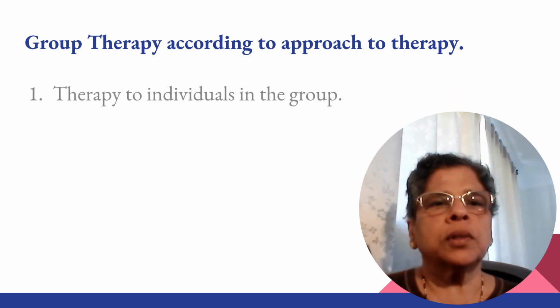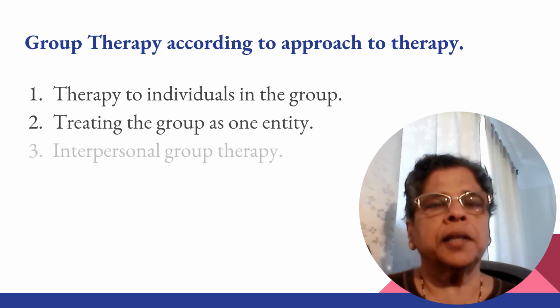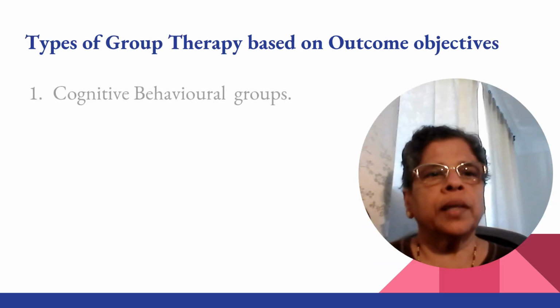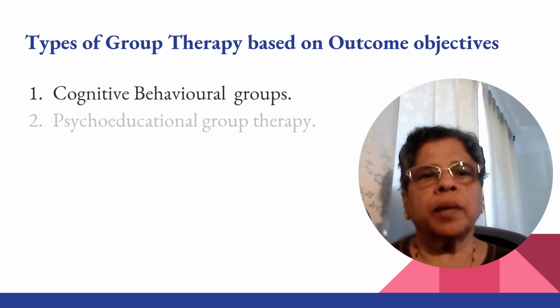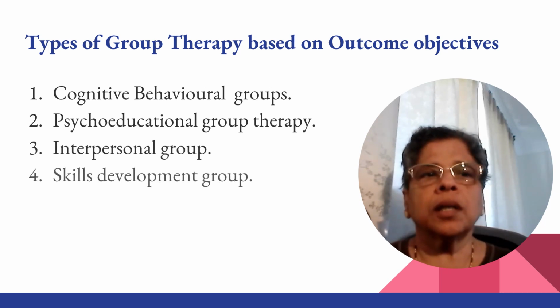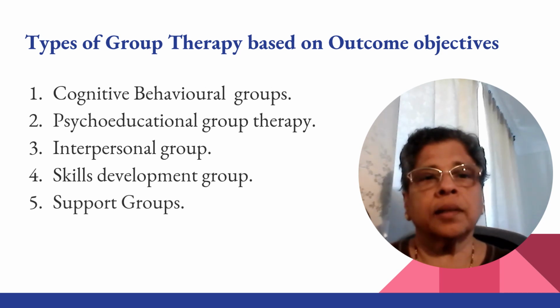According to the approach to the therapy, there are different kinds of groups: therapy practiced individually in the group, therapy practiced treating the group as one entity, and therapy conducted as interpersonal group therapy. Based on the outcome objectives of therapy, the methods of therapy groups can again be grouped into cognitive behavioral groups, psychoeducational groups, interpersonal groups, skills development groups, support groups, and the like.